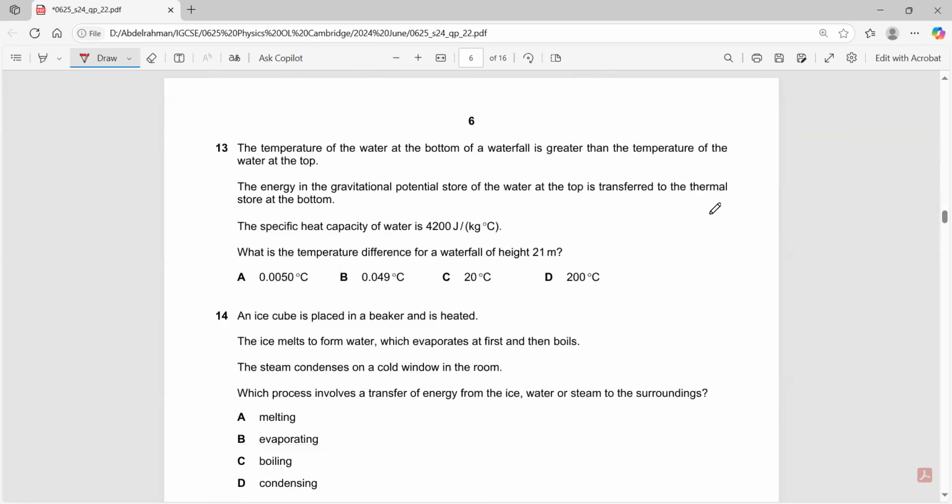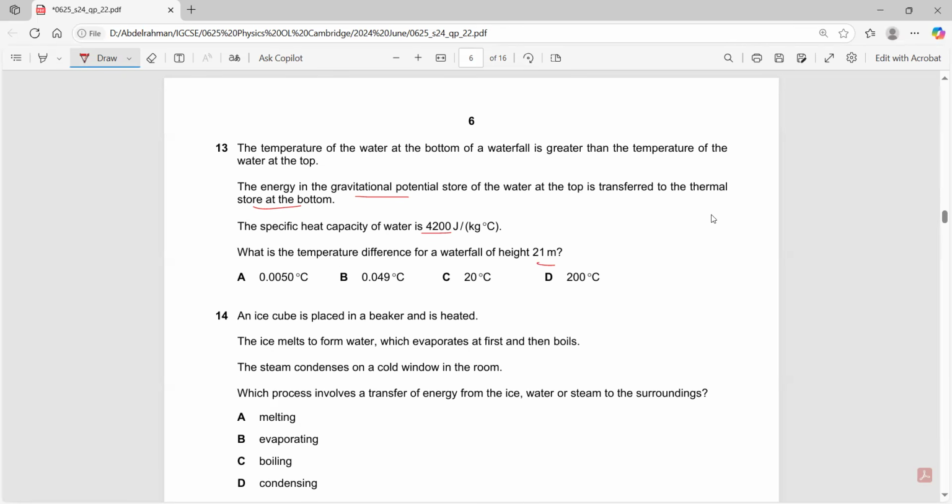The temperature of water at the bottom of the waterfall is greater. The energy in the gravitational potential store is transferred to the thermal store at the bottom. He gave you a hint of how to solve this question, because the gravitational potential energy is transferred to the water. It's transferred as heat energy. The specific heat capacity of water is 4,200.